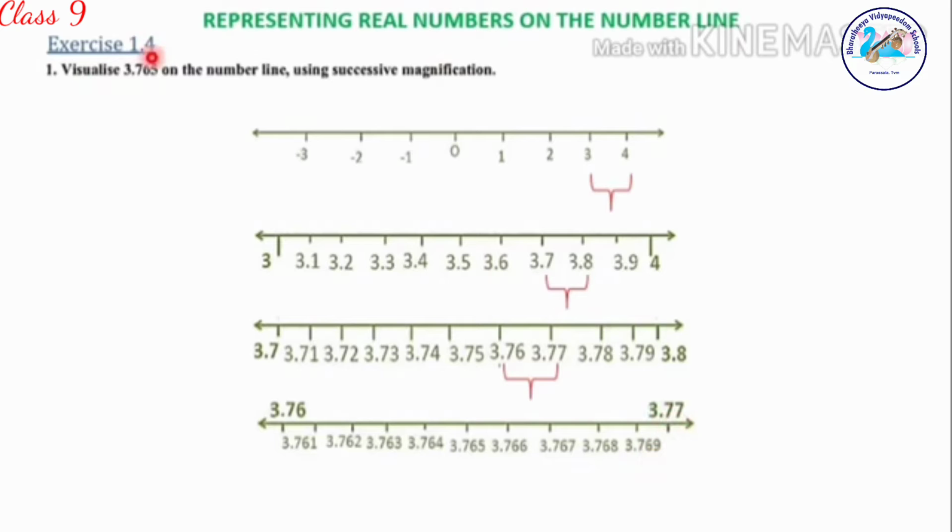Now we have to check whether our given number is there or not. 3.765 has 3 digits after the decimal, and of course here also 3 digits are there after the decimal. We have to check where is the position of our given number 3.765. So here 3.765 is located. So this is the position of 3.765. Hope it is clear. In successive magnification we used 4 steps to represent 3.765.